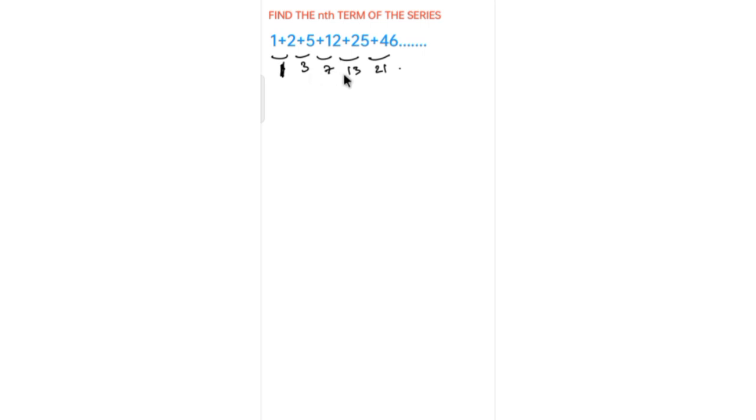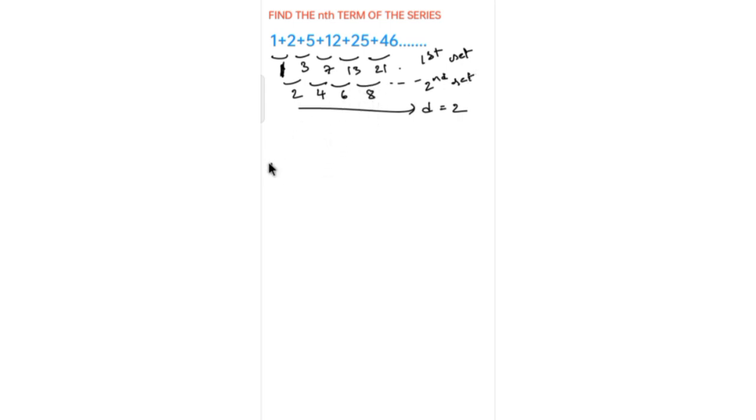So again we can look at these terms: 1, 3, 7, 13, 21. These also are not in AP or GP. So let us look at the differences again. The differences are 2, 4, 6, 8 and so on. So from this we can see that it is an AP with a common difference equal to 2. The first set of differences are not in AP or GP, but the second set of differences are in a progression, and that is an arithmetic progression.